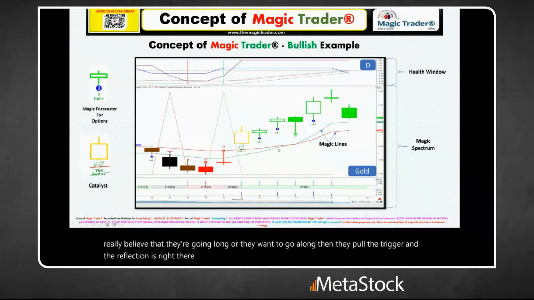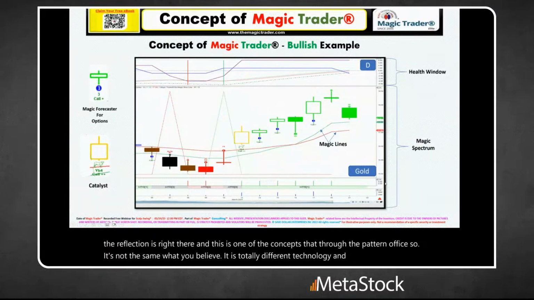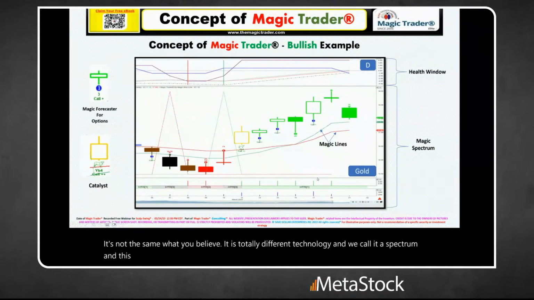And this is one of the concepts that came through the pattern office. So it's not the same as what you believe. It is a totally different technology. And we call it a spectrum. And this chart, I took it from gold, right? And you don't need to be a scientist to figure it out. And we're going to show you now how to match all these things.